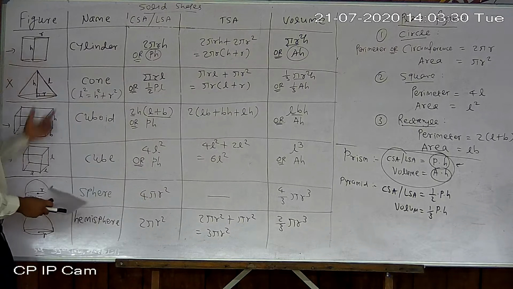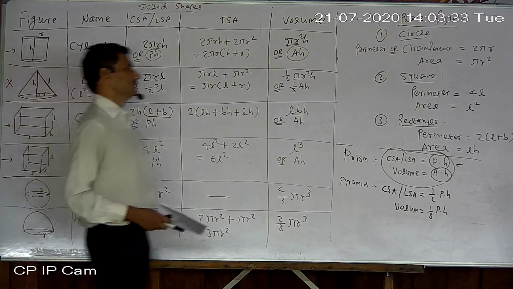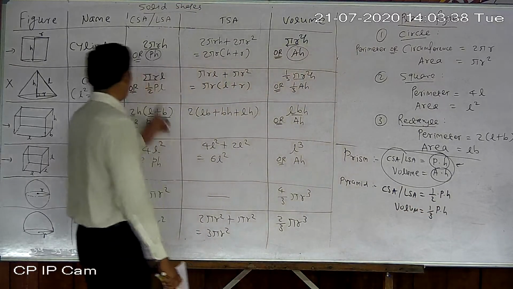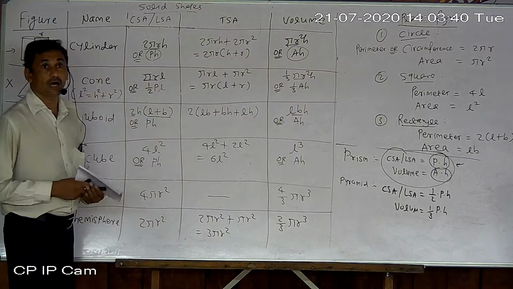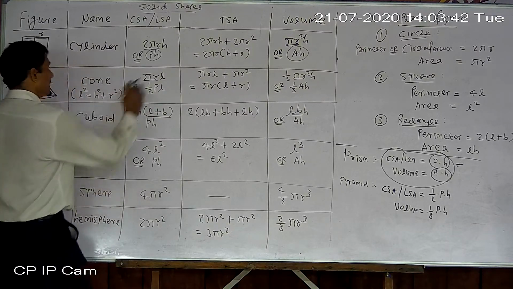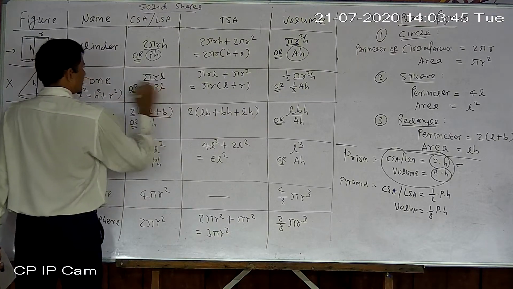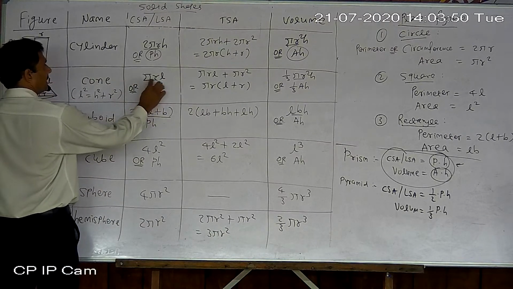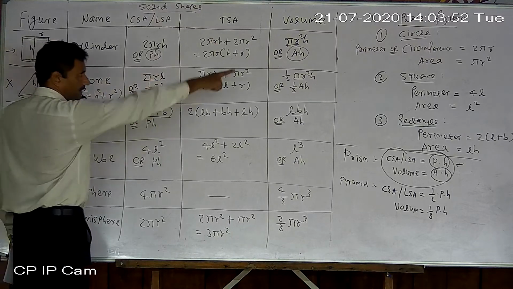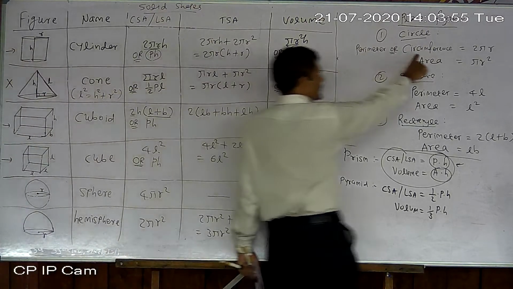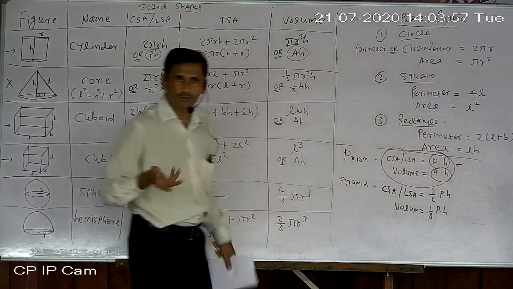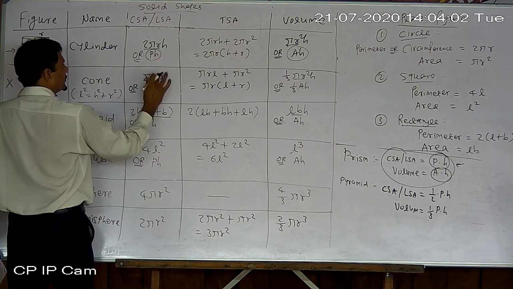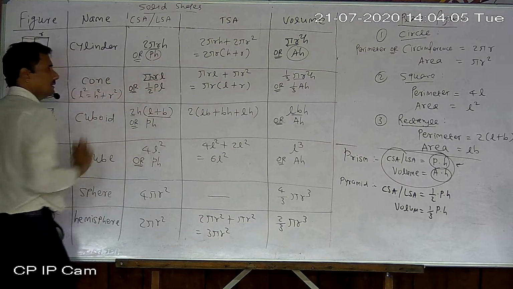Now look at cone. Cone is a pyramid. So CSA over LSA equal to half into P into H. But H here is not height, it is slant height. So this is L only, but it is slanted. So the formula is half into P into L. Why is half P equal to pi r? Look there, P equal to 2 pi r. So half P equal to what? Only pi r. So half P into L equals pi r L. So pi r L comes from there.